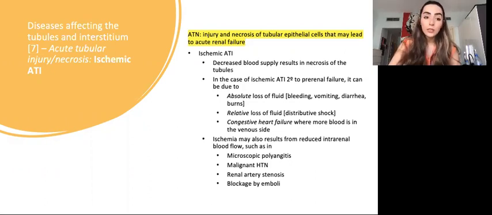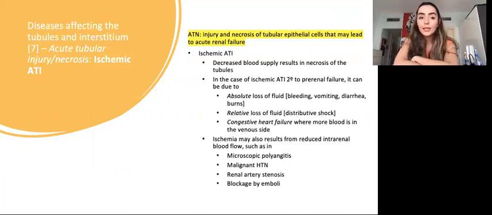Now, some other diseases that can affect the tubules and the interstitium, we have acute tubular injury or acute tubular necrosis, and this can be ischemic or nephrotoxic. So for the ischemic, what does acute tubular necrosis even mean in the beginning? It is injury or necrosis to the tubular epithelial cells that can lead to acute renal failure. Now, if it is ischemic, it can lead to decreased blood supply.